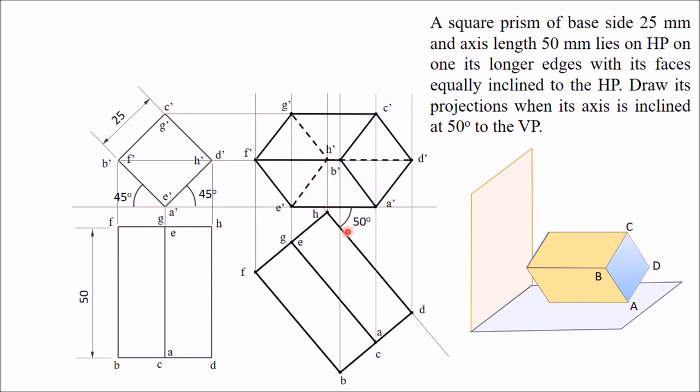So this is the required front view and this is the required top view. You can see that this one edge is kept on HP. That's why it is appearing on the XY line. The axis is inclined at 50 degree because these lines are all parallel to the axis. So this is 50 degree. All conditions are satisfied. So this is the required front view and this is the required top view.